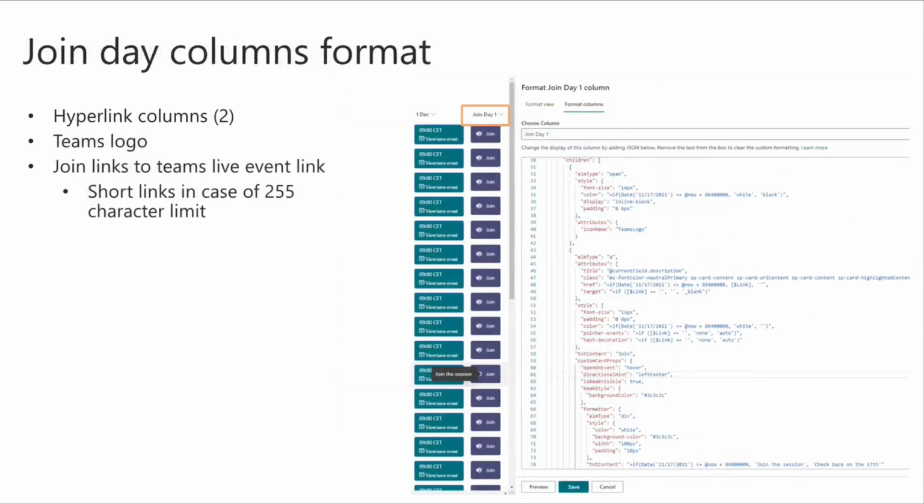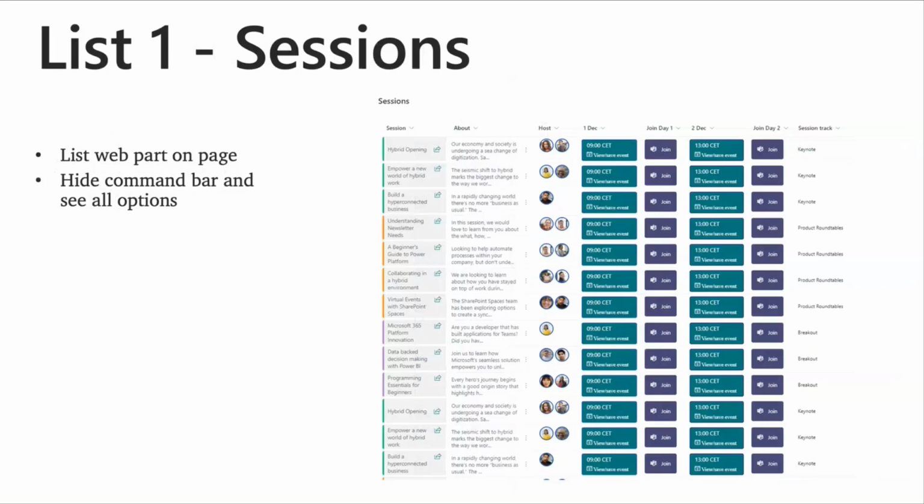Next, I have the join day columns, which are again two hyperlink columns, one for each day. Again, the same formatting is applied to these two as well. So within a div element type, I have a span for showing the team's logo, and then an element type A to href the team's live event. And I also have the same custom card props for the hover text for the call to action. And for the last column there, session track, I haven't really put in any formatting, it's just a simple single line text.